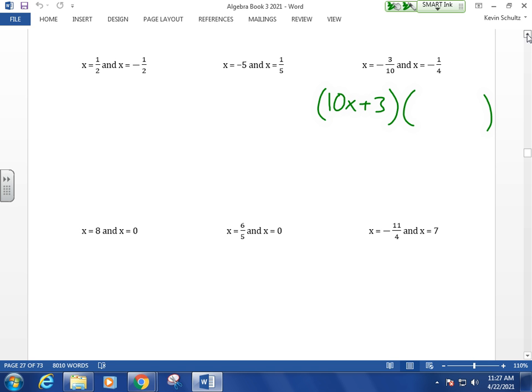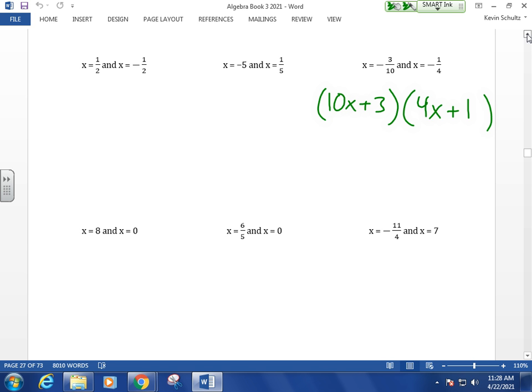Then for negative 1/4, again, the denominator is our coefficient to x. Our numerator being a negative 1 means it's a positive 1 in our expression.